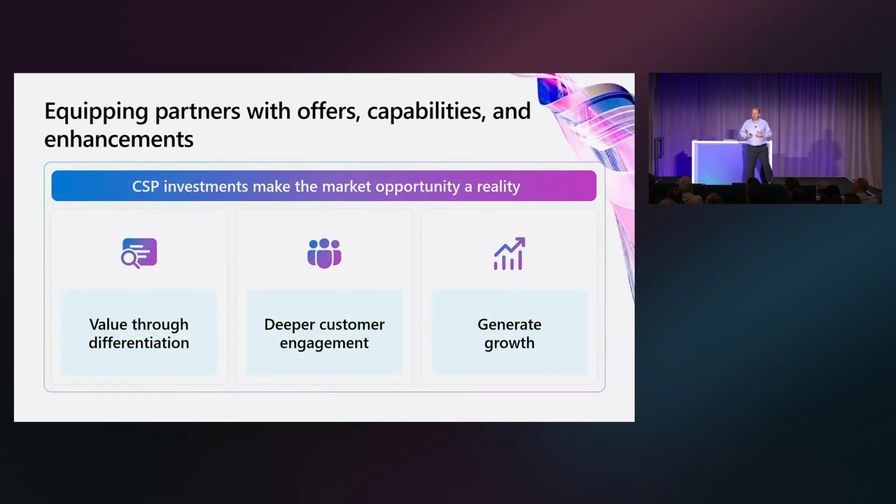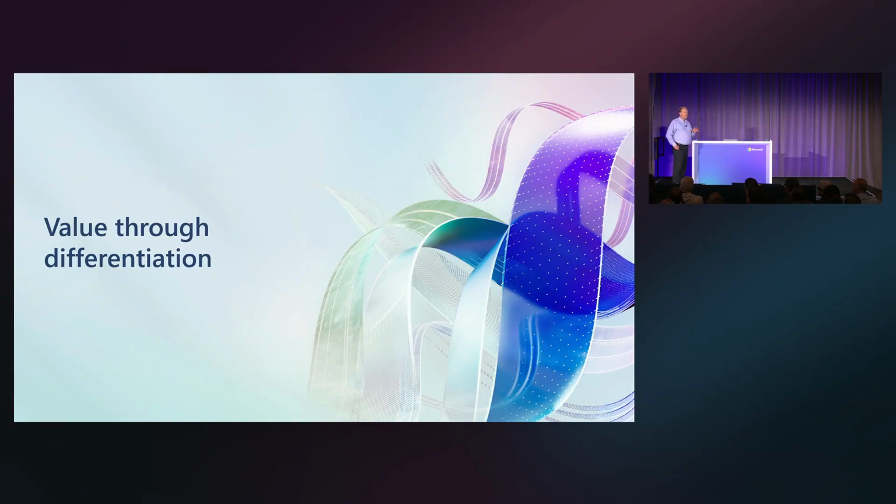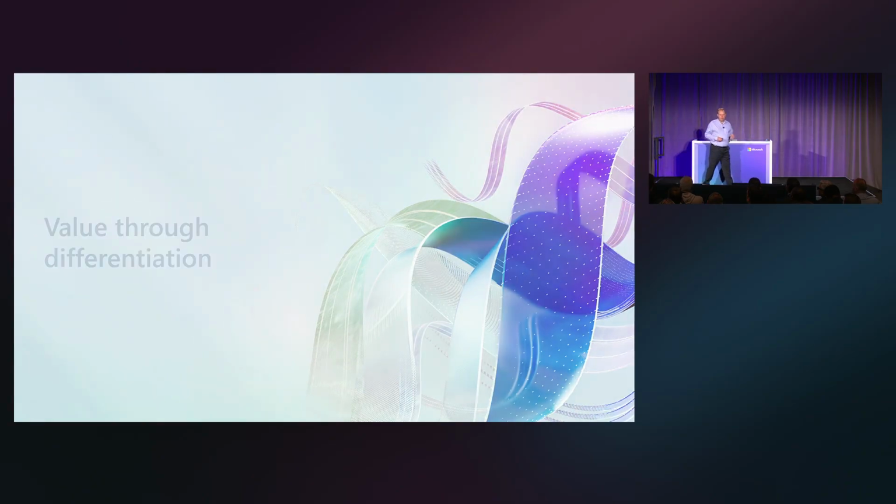So we're concentrating on offers, capabilities, and enablement that are aiming to equip CSP partners to drive value through differentiation of your own capabilities, deepening customer engagement, and generating growth. So let's start with driving value through differentiation.